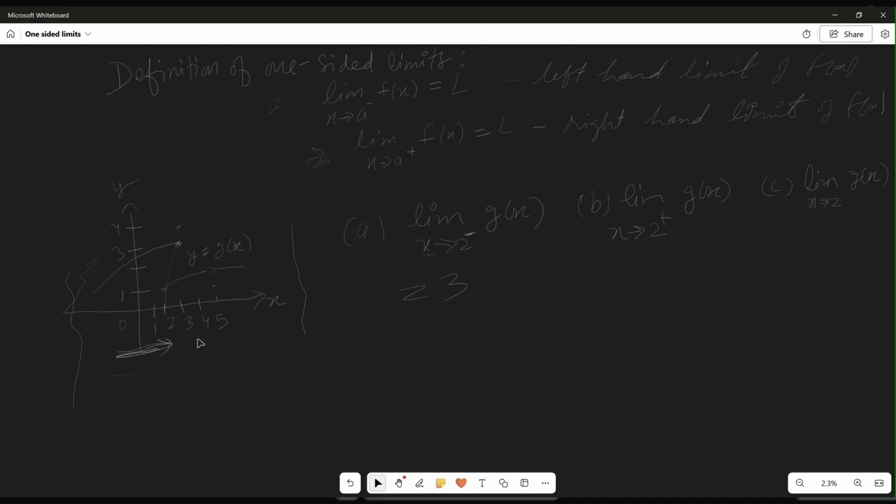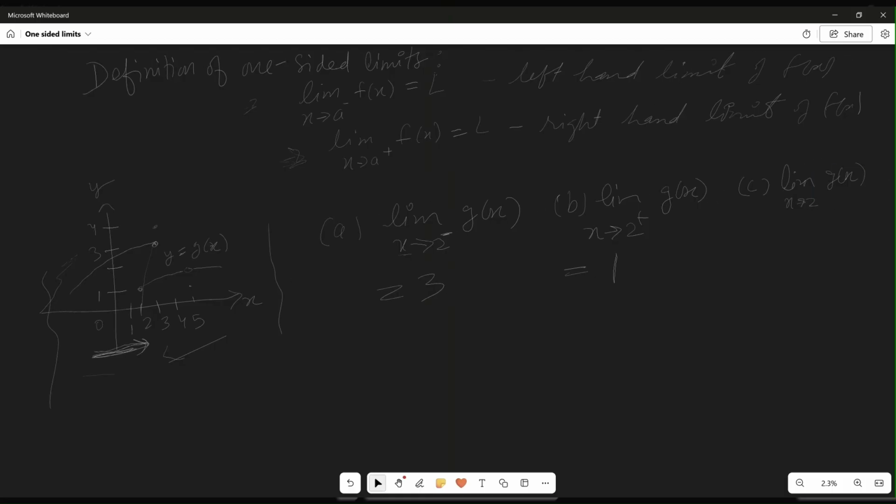However, when x approaches 2 from the right-hand side, you can tell the limit for this function is 1. And now if we try to find the limit of this function as x approaches 2, you can see the limit does not exist.